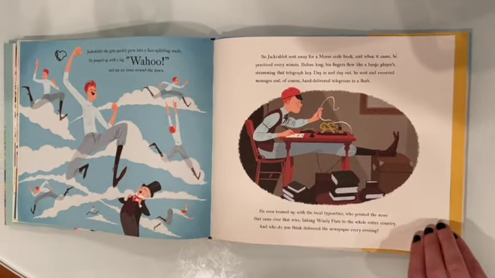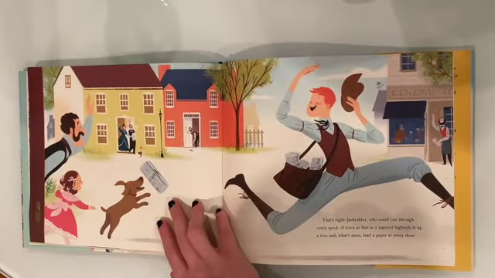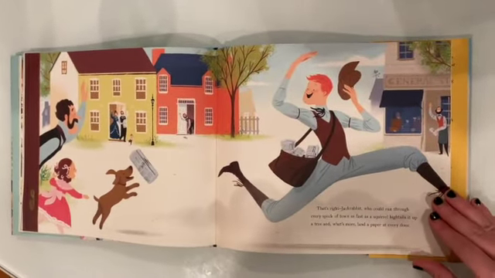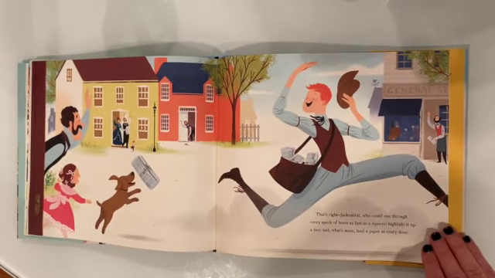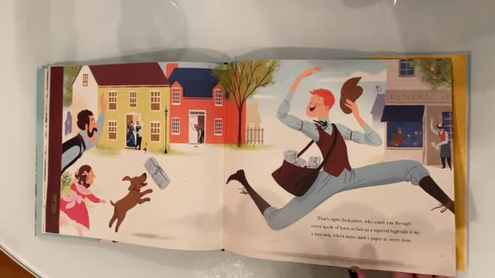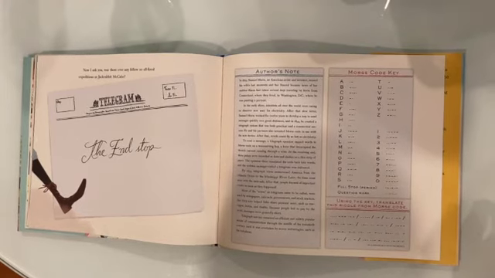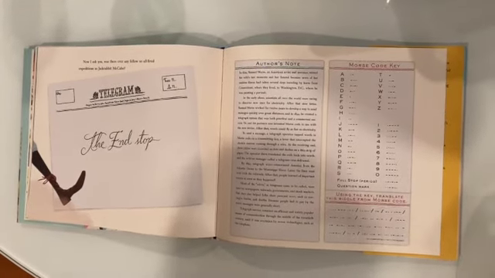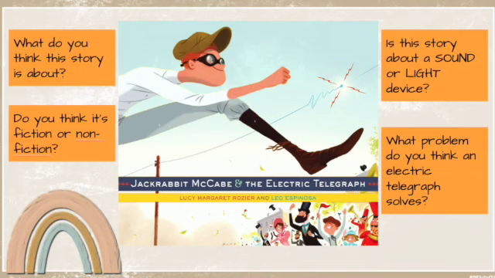And who do you think delivered the newspaper every evening? That's right, JackRabbit, who could run through every speck of town as fast as a squirrel hightails it up a tree, and what's more, land a paper at every door. Now I ask you, was there ever any fellow so all-fired expeditious as JackRabbit McCabe? The end. Stop.